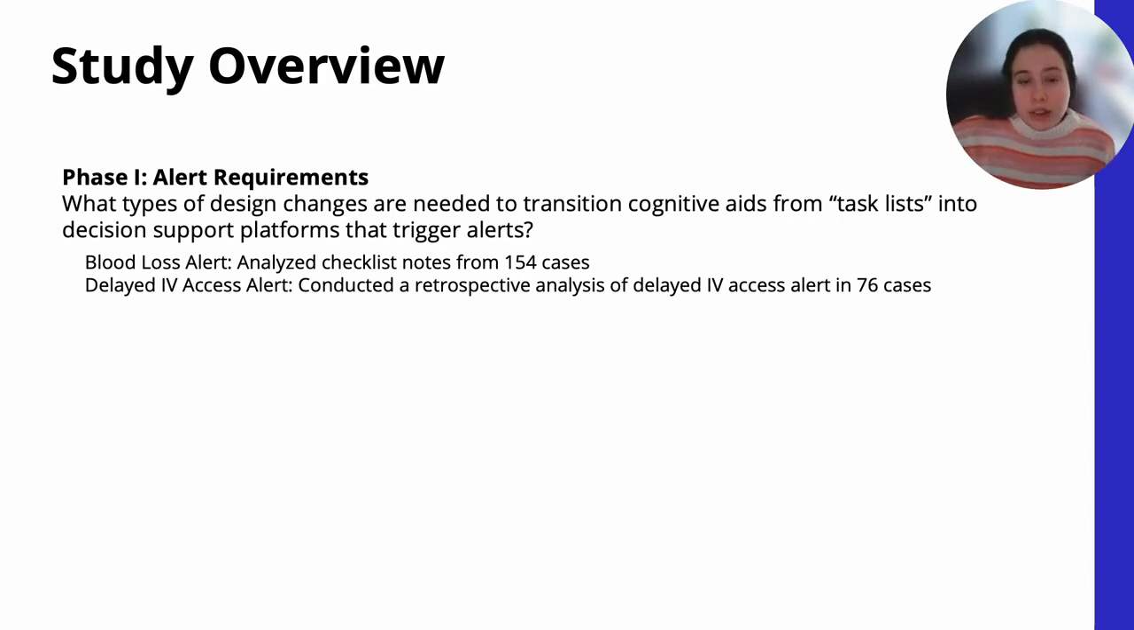We analyzed checklist notes from 154 past cases to identify the types of information being captured by the team leader. We also conducted a retrospective analysis of 76 cases to understand if using the task status documented on the checklist would allow for accurate alerts about delays in establishing IV access.